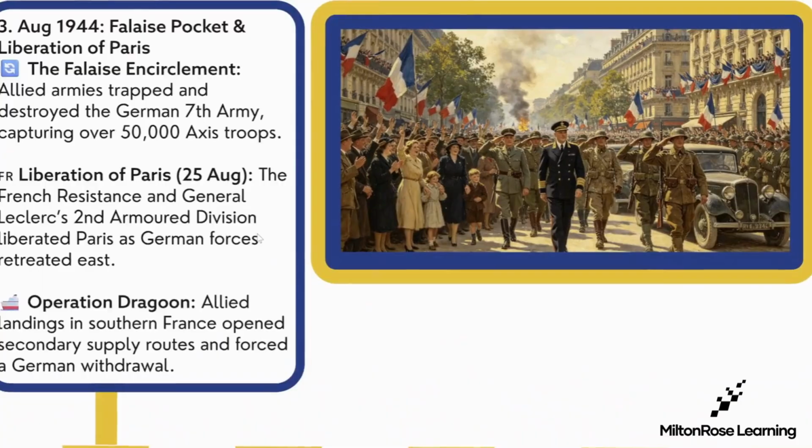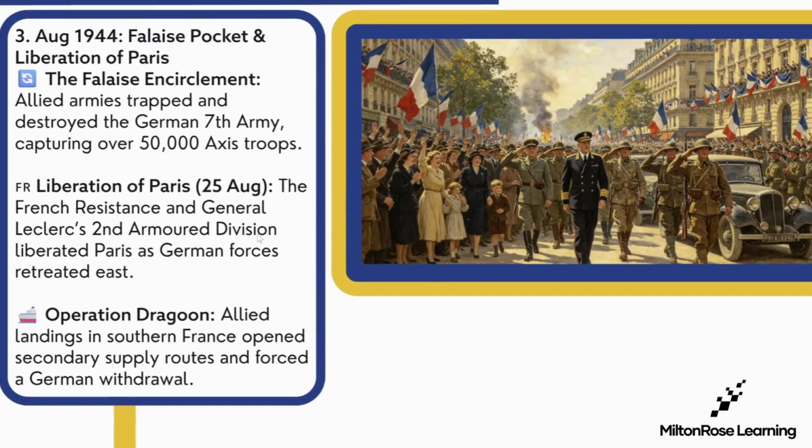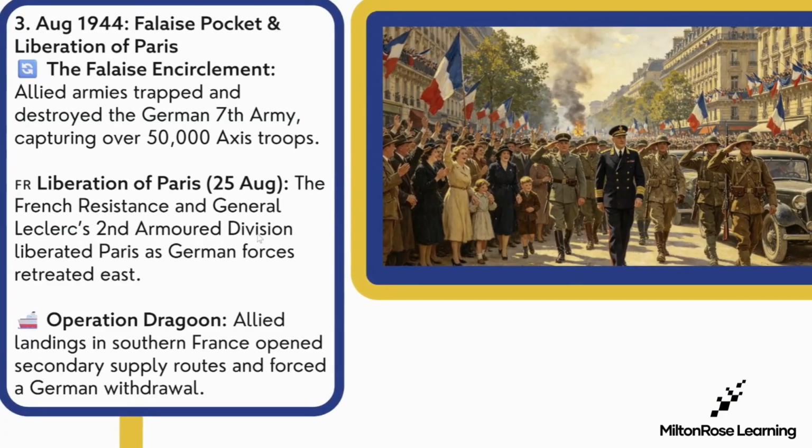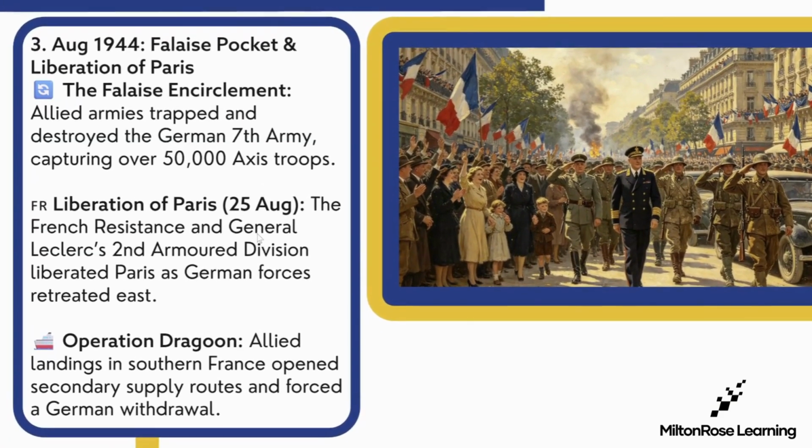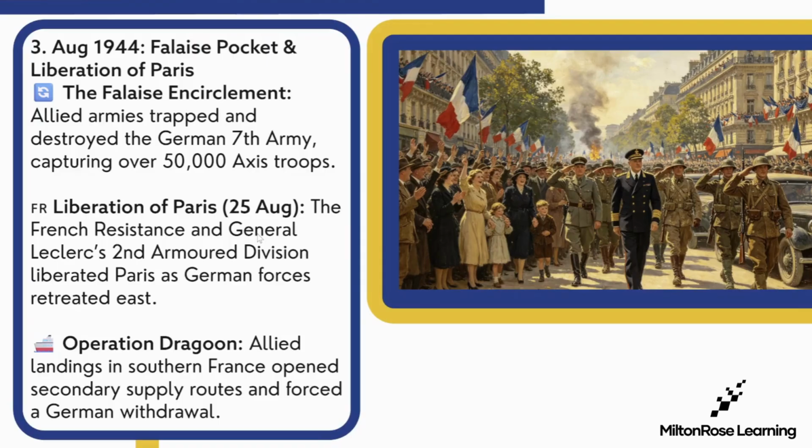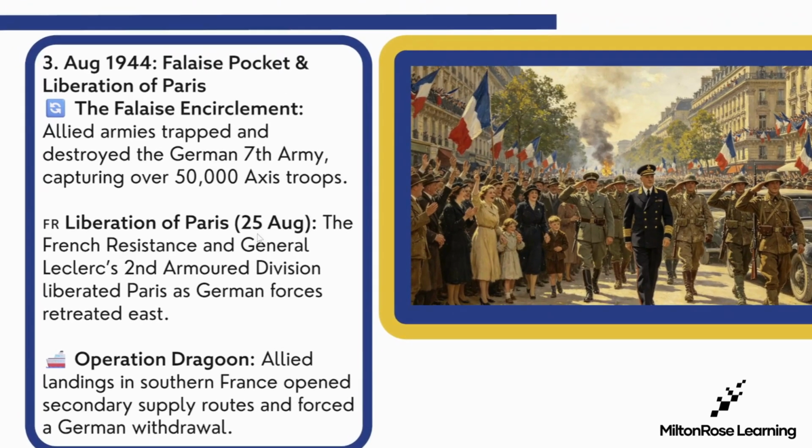Then August 1944, as you can see in the lovely image there, the Falaise Pocket and the liberation of Paris. So the Falaise encirclement, Allied armies trapped and destroyed the German 7th Army, capturing over 50,000 Axis troops, so almost like blitzkrieg tactics being used against them.